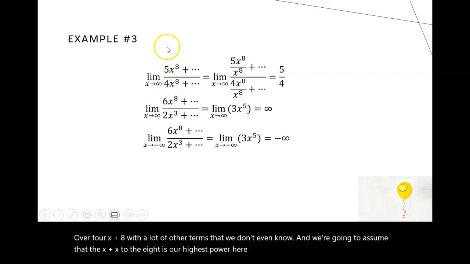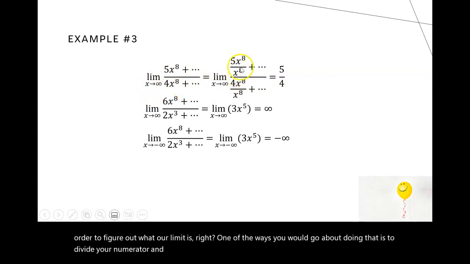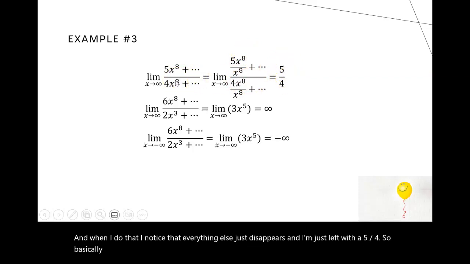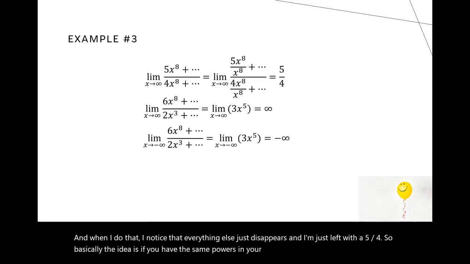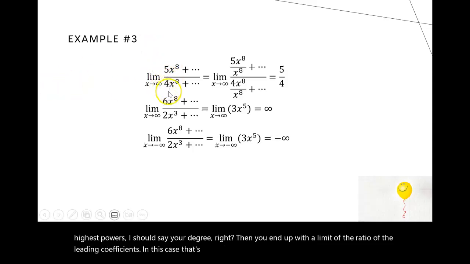So when we have the highest power, in order to figure out what our limit is, one of the ways you would go about doing that is to divide your numerator and your denominator by whatever that highest power is. In this case, we divide by x to the 8th. And when I do that, I notice that everything else just disappears and I'm just left with a 5 over 4. So basically the idea is if you have the same powers in your numerator and your denominator, your highest powers, I should say, your degree, then you end up with a limit of the ratio of the leading coefficients. In this case, that's the 5 and the 4.